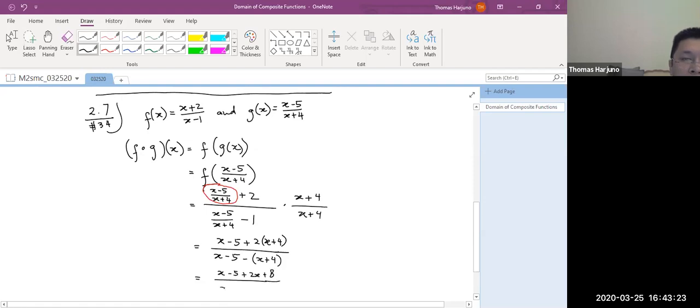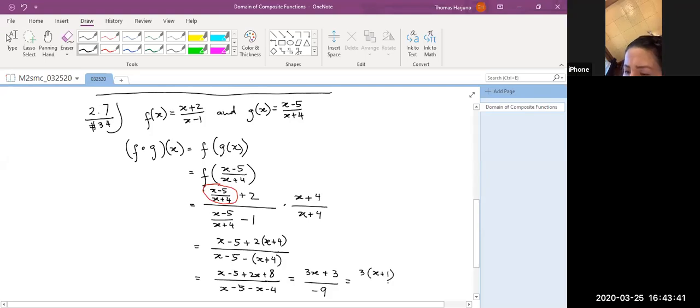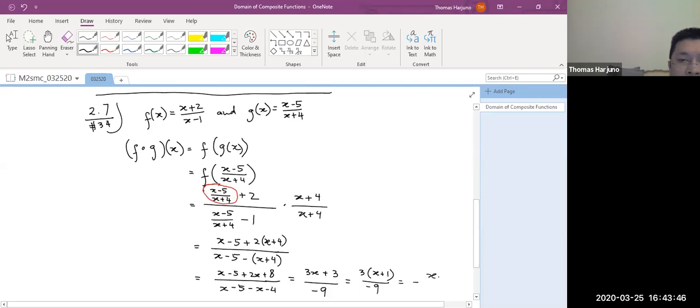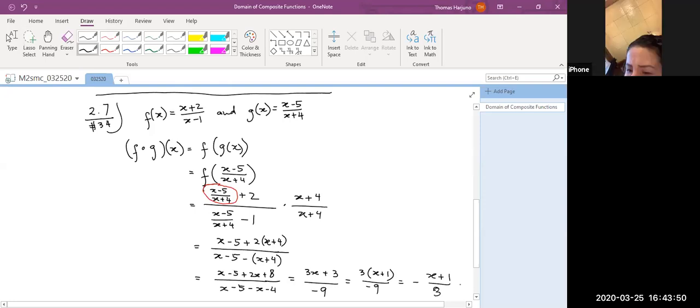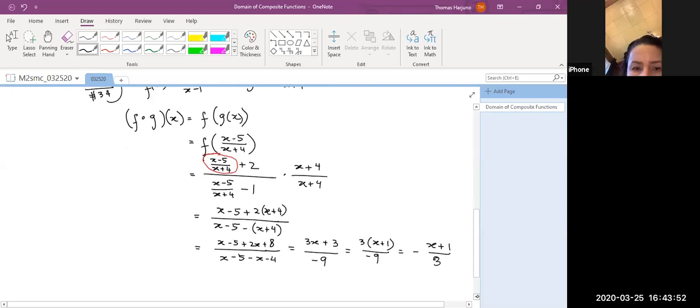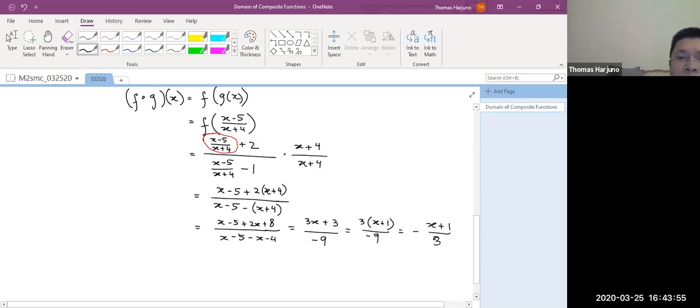And then at the bottom, oh, the bottom becomes quite nice, huh? So when I simplify it, I get 3x plus 3 over negative 9, which I think I can reduce. Let me factor the 3 first. So we get negative of x plus 1 over 3. Now, I think that part is easy. The question is, what is the domain?